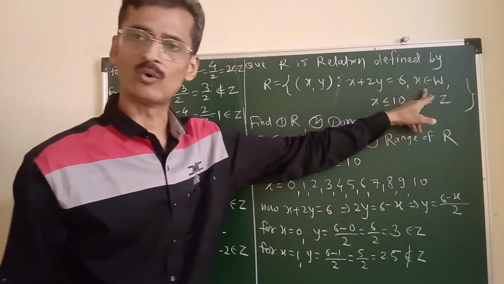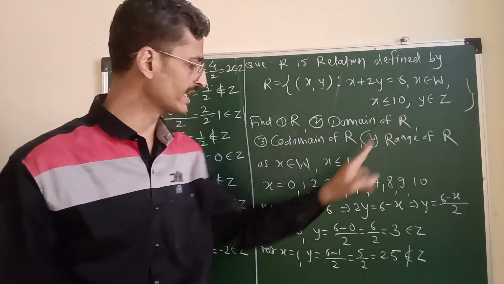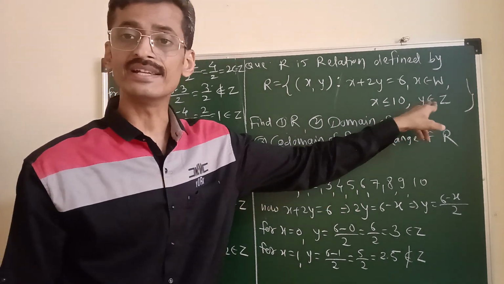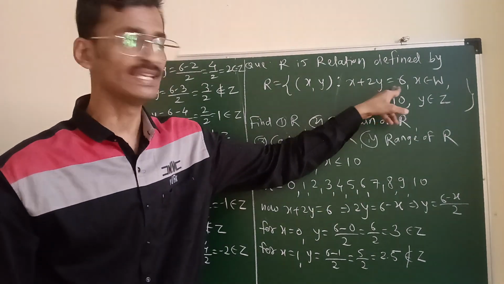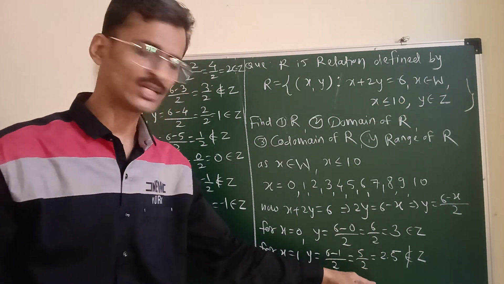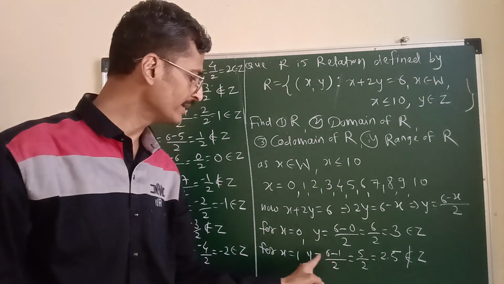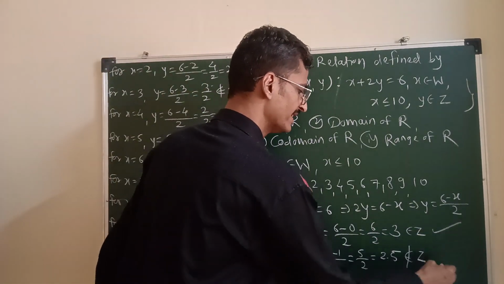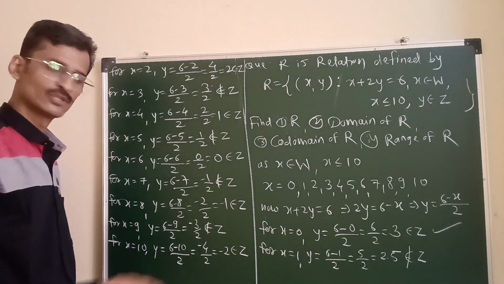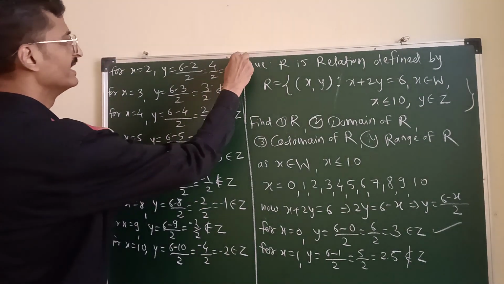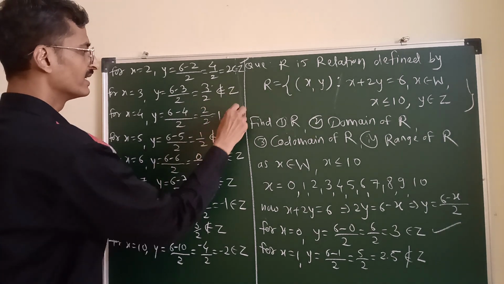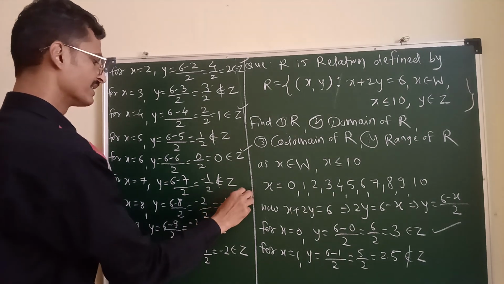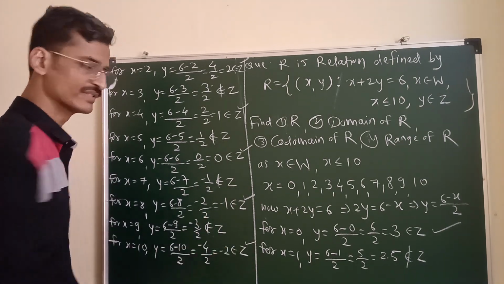First we want x as a whole number from 0 to 10, because x less than or equal to 10 is given. But we also want y an integer such that x plus 2y is 6. So here select those ordered pairs where y belongs to Z. We can select this first one. This one does not belong to Z, so cancel that. Next we can select this one, cancel this. Next select this, cancel this, select this, cancel this, select this, cancel this, and select this.